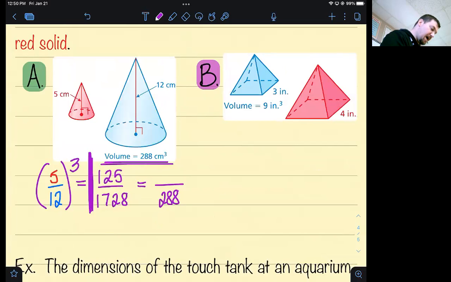So 1,728 goes on bottom, 288, X goes on top, cross multiply. This is gonna get big. 1,728X equals, let's do one step at a time. Xander, what's 125 times 288? 36,000.